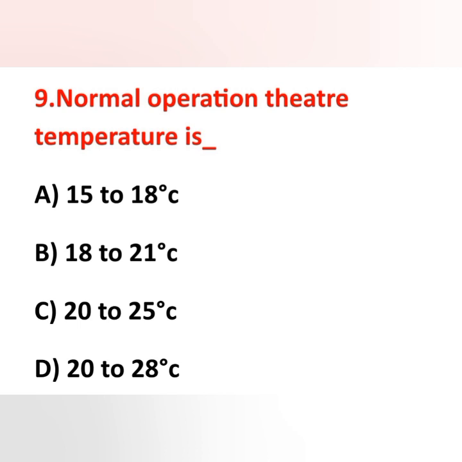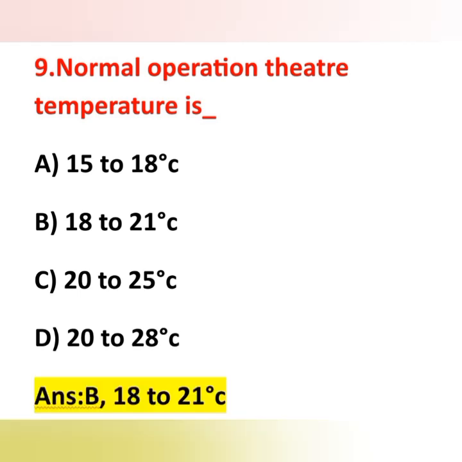Question number 9. Normal operation theatre temperature is. And options are option A 15 to 18 degrees Celsius, option B 18 to 21 degrees Celsius, option C 20 to 25 degrees Celsius, and option D 20 to 28 degrees Celsius. And the correct answer for this question is option B, 18 to 21 degrees Celsius is the normal operation theatre temperature. This is also an important previous year question. Okay.